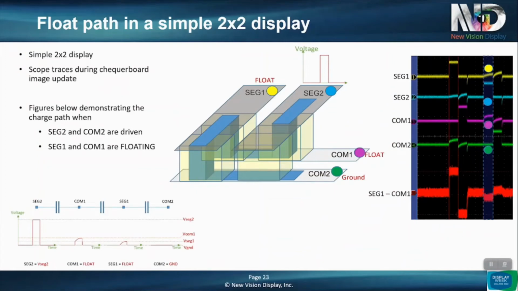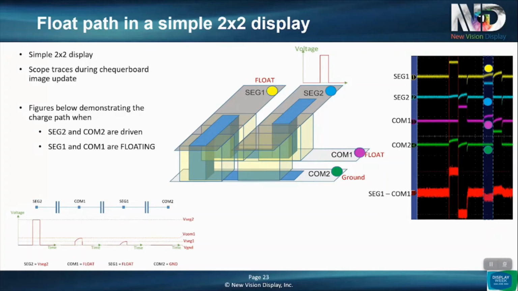In order to understand this further, here we consider a 2x2 portion of a bigger display, which we drive with a multi-channel arbitrary waveform generator. In this case, at this time slot, we're driving seg2, we're grounding com2, and com1 and seg1 are floating. So you actually have a voltage path, which we show with this wiggly blue pathway. It's a set of series capacitors.